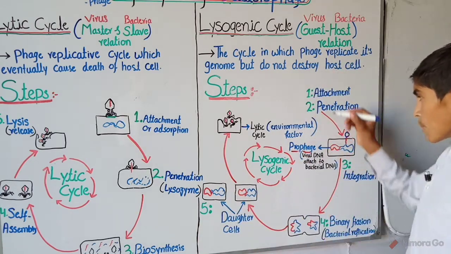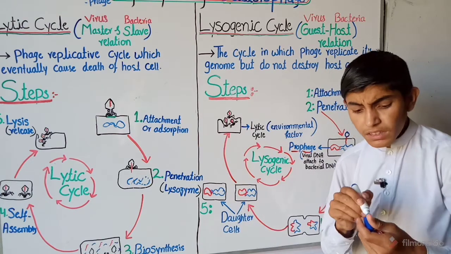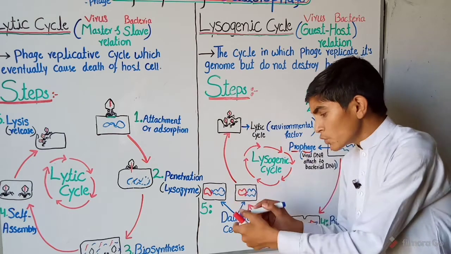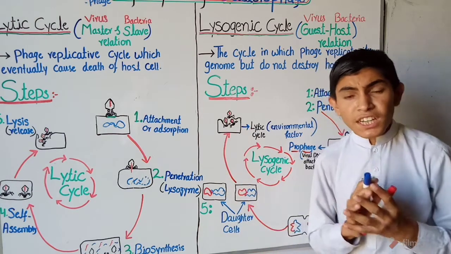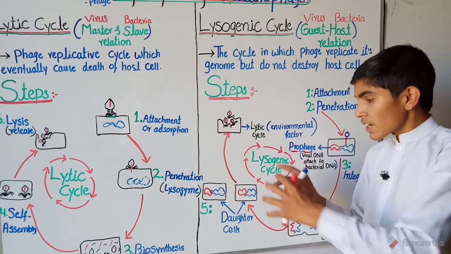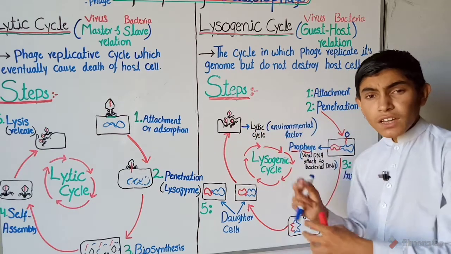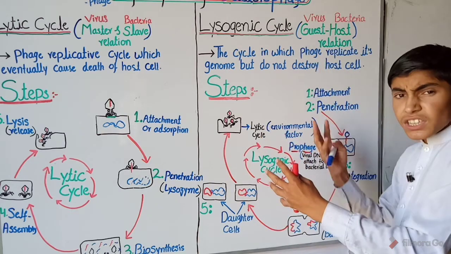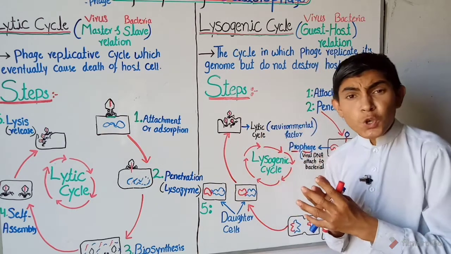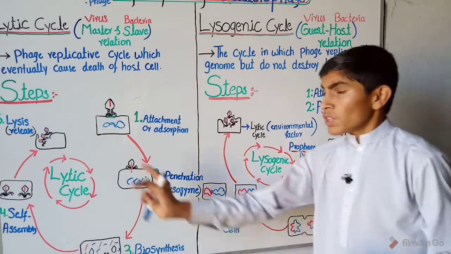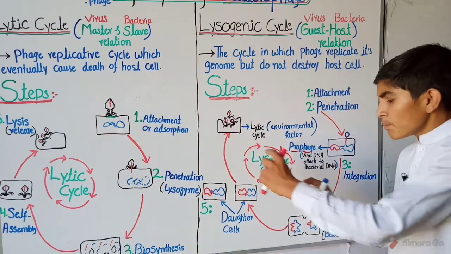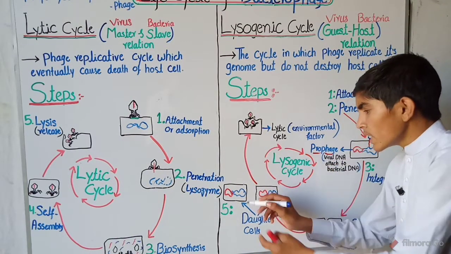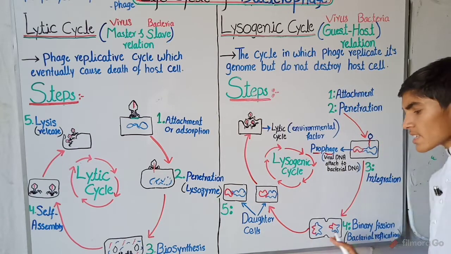So from here up to here, this is the lysogenic cycle. But after this there is a chance: if the environmental condition changes, meaning atmospheric pressure or temperature or other changes, it can enter the lytic cycle. But if there are no changes, it will run this cycle again and again.